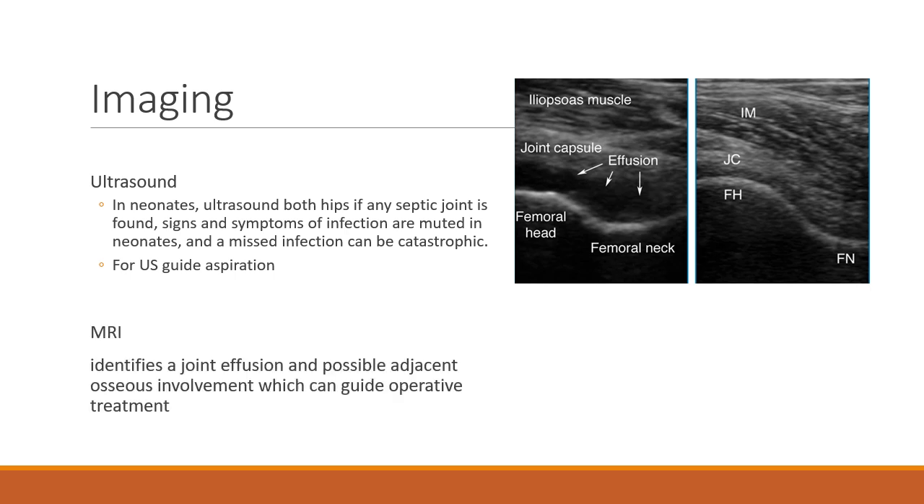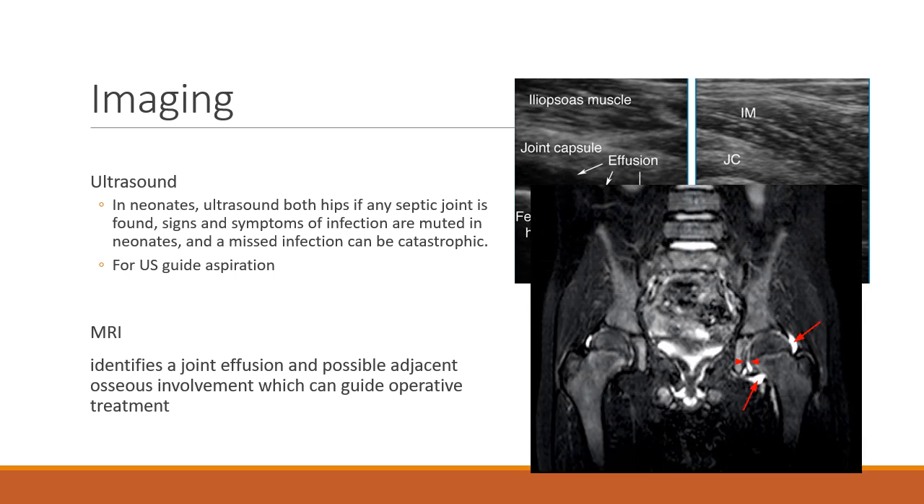MRI can be used in equivocal cases where you can't reach a diagnosis, or in partially treated patients, and you can see collection around the joint itself, widening of the joint space as well.